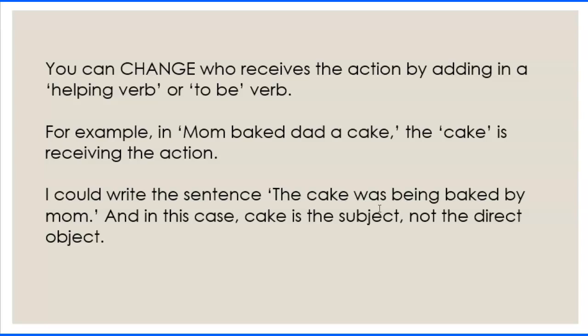Probably it's not done that well. There are some writers that do it well. But anyway, it changes. The baked is back here. What was baked? The cake. The cake was being baked by Mom. The action has been passed back to the cake. So let me just tell you, if you see the words is, are, was, were, be, being, been, and it's attached to another verb, it's probably going to have the action being passed back to the subject. It's just how it works in passive writing.